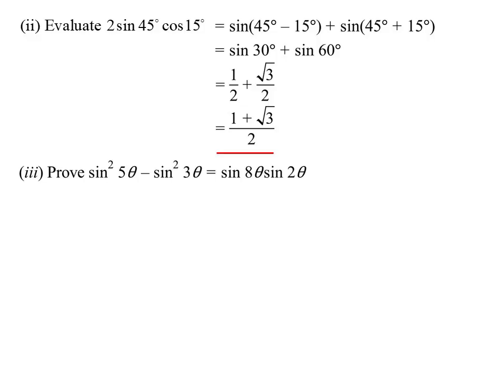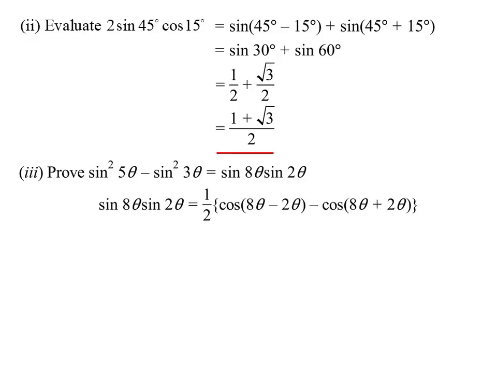I want to prove this identity here. Sine squared 5 theta minus sine squared 3 theta is sine 8 theta sine 2 theta. And I think this is one where I'm going to start with the right hand side rather than the left hand side, because I've got the product here. I want to turn it into, well, the difference of two things. So I want to change that product to a difference. So it's going to be a half of that formula, because remember our formula is 2 sine sine. So I get a half of cos of the difference minus, because it's difference, cos 8 plus 2 theta.